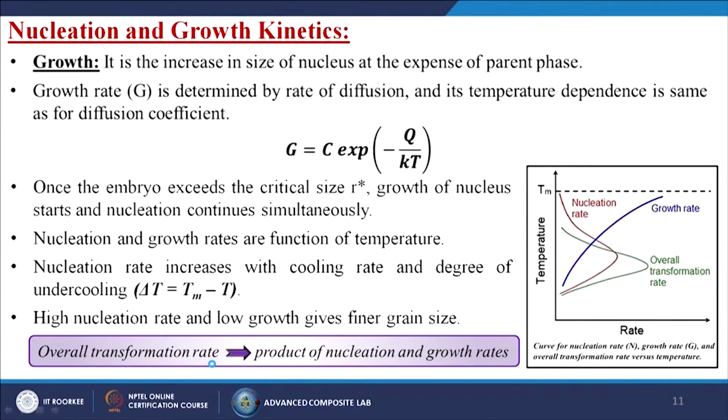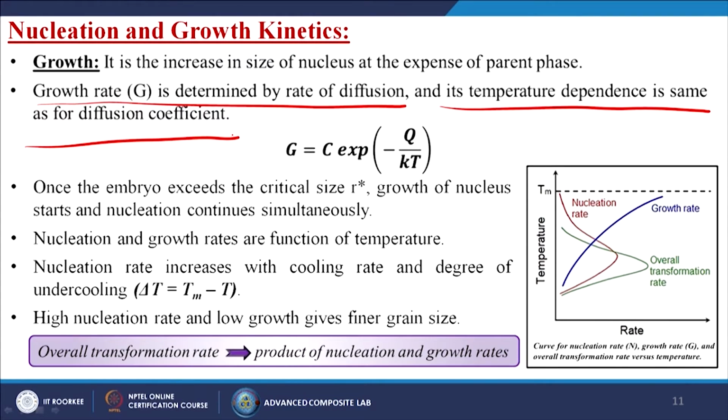So, now nucleation and the growth kinetics. Growth is the increase in size of the nucleus at the expense of the parent phase. Growth rate G is determined by the rate of diffusion, and its temperature dependence is the same as for the diffusion coefficient. So, G is equal to C exponential of minus Q by kT.